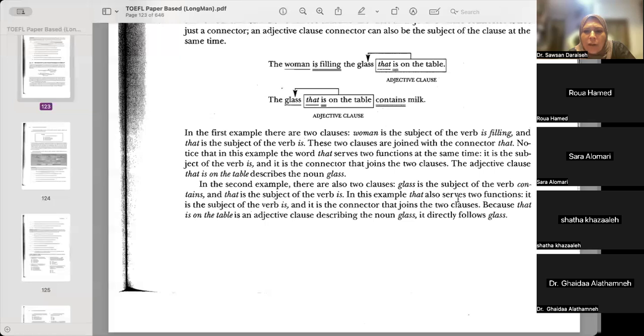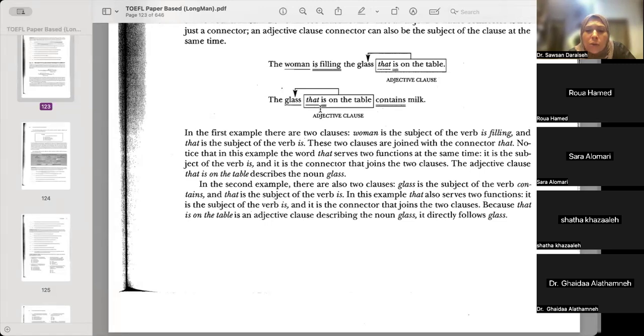In this example, that also serves two functions. So that has two roles, two jobs, two functions. What is that? It is the subject of the verb is. And it is the connector at the same time. It's a connector that joins the two clauses. Yes, it joins this clause, the glass contains milk, with that is on the table. Guys, it doesn't matter how or when, just understand that when you have two clauses, we need a connector. No matter what kinds of clauses we are talking about.